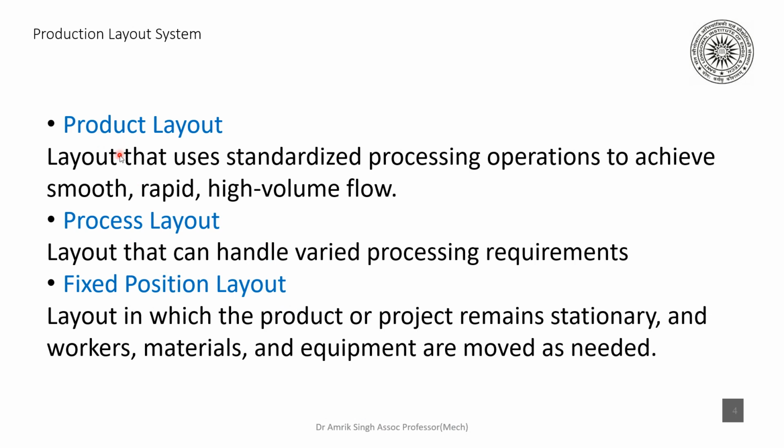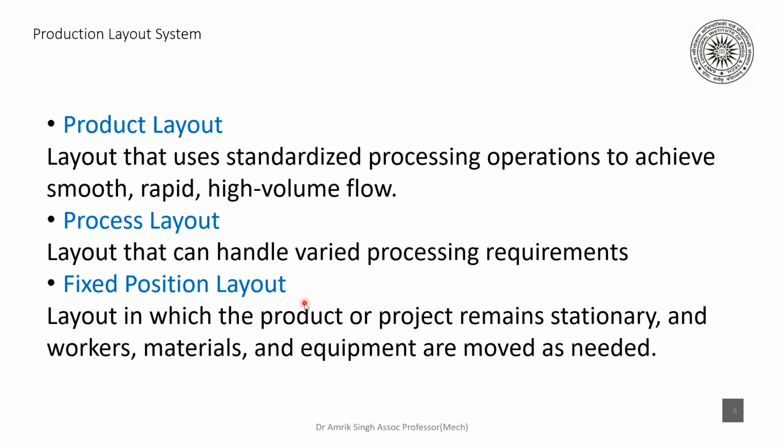A product layout is that layout which uses the standardized processing operation to achieve a smooth, rapid, and high volume flow. So this is important, high volume flow. On the contrary, the process layout is the layout that can handle varied processing requirements. So here we are using the standardized processing requirement, whereas the process layout can use varied, that is different types of processes.